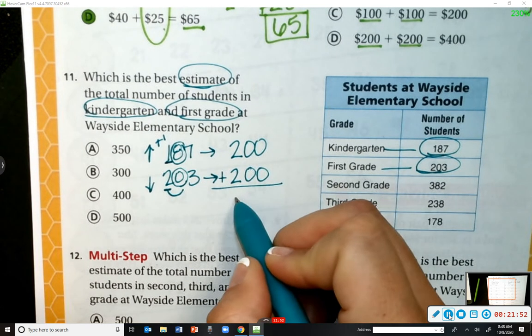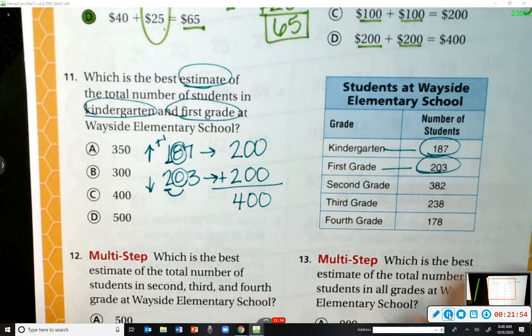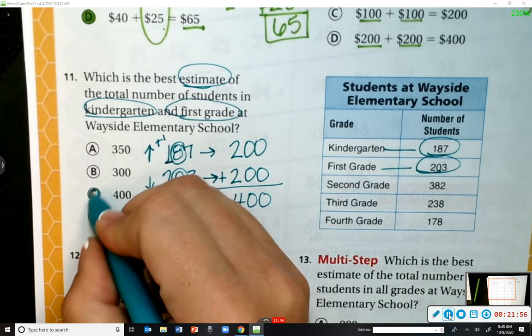Okay, so we add these up. You should have gotten 400, which is C. Yes.